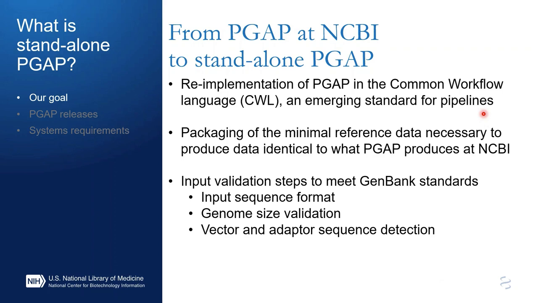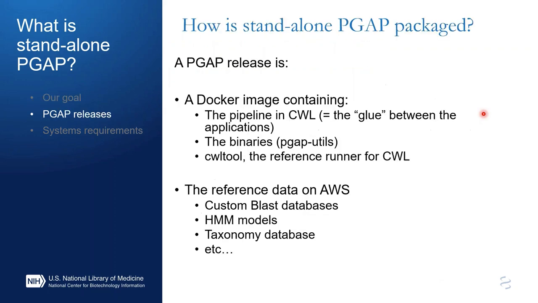So for example, we validate the sequence format. We validate the size of the genome that is provided, to make sure that it is within range for the genus species that is associated with the FASTA sequence. And we do run the sequences through vector and adapter sequence detection.